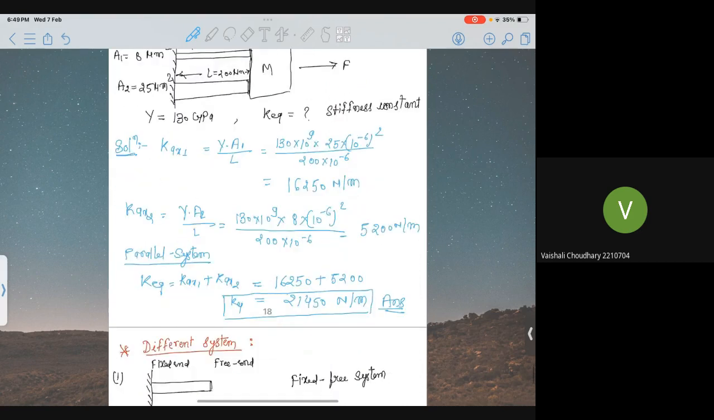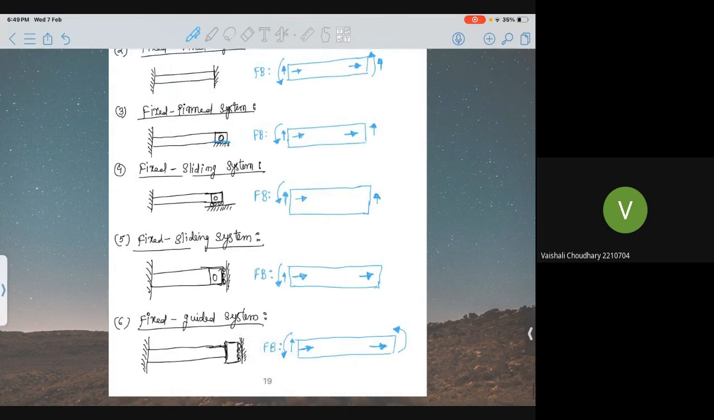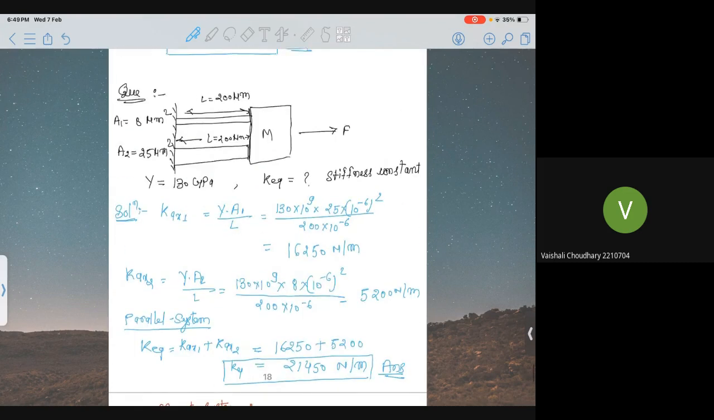So this is for today's session. We have solved some problems based on electromechanical systems.